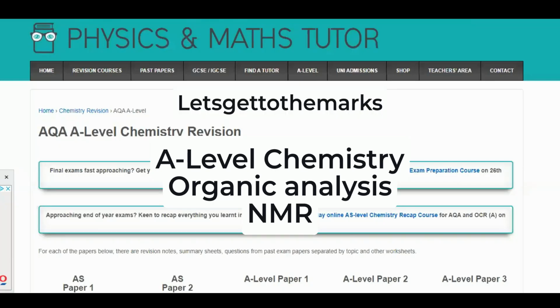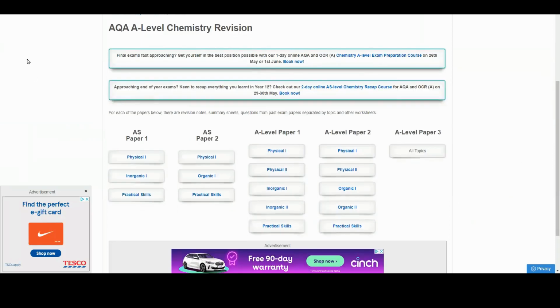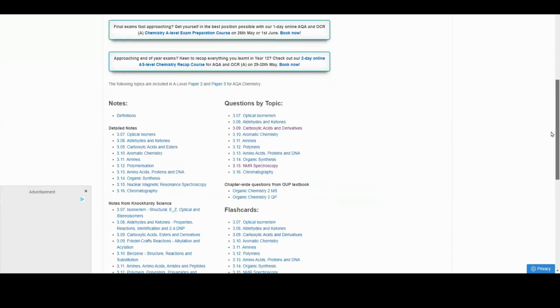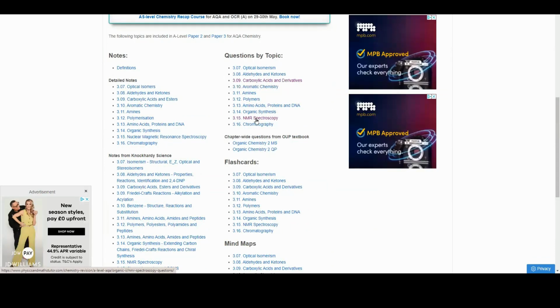We're looking at A-level chemistry, organic analysis, NMR, and we're going on the Physics and Maths Tutor website here, which is an awesome website for revision for your A-levels. Now, the website does have adverts, but it has so many resources. I'm going to A-level paper 2, organic 2, and I want to find NMR. Let's look at NMR spectroscopy here.